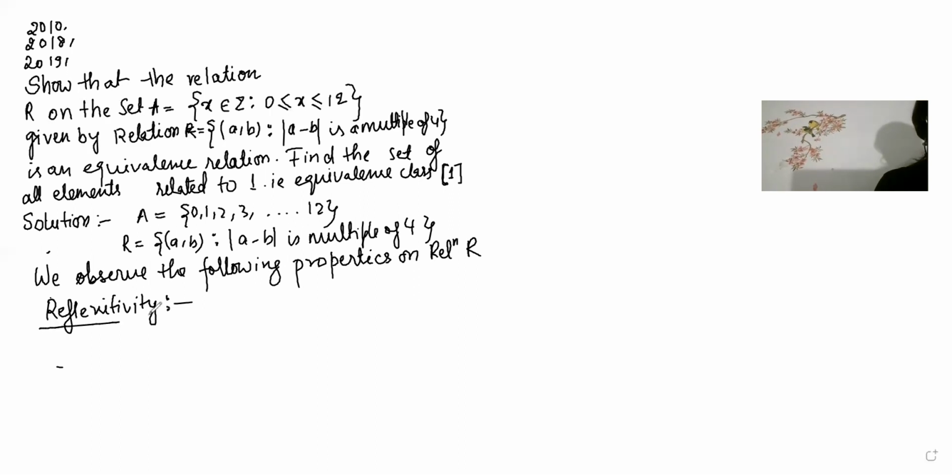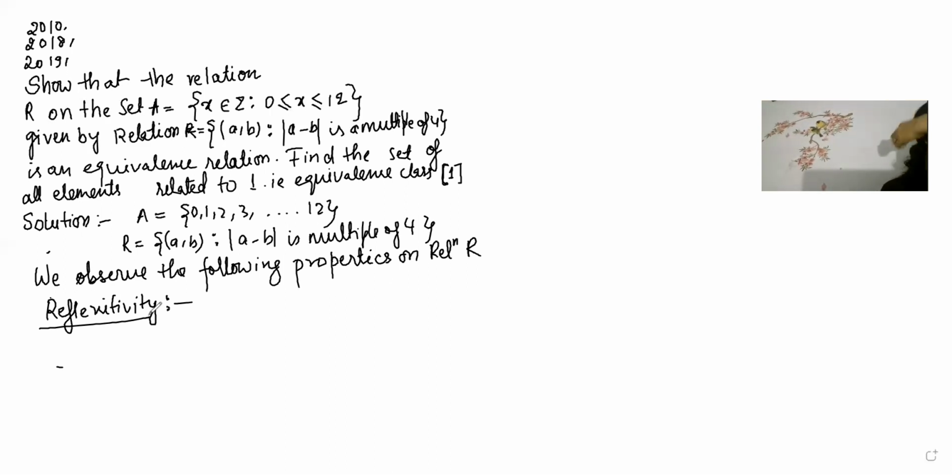Now, beta, for reflexivity, what you are going to do? You already know that. Whatever question is given to you, I have just written the question as it is. After writing the question, I am trying to find the reflexivity, symmetric, and transitive. The condition given here is that set A has elements from 0 to 12. The relation says that a and b are integers, and modulus of a minus b is divisible by 4. So we will start with reflexivity.